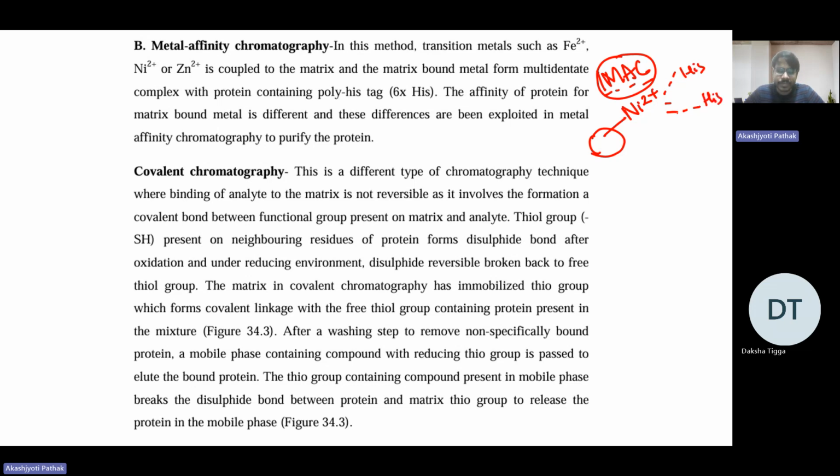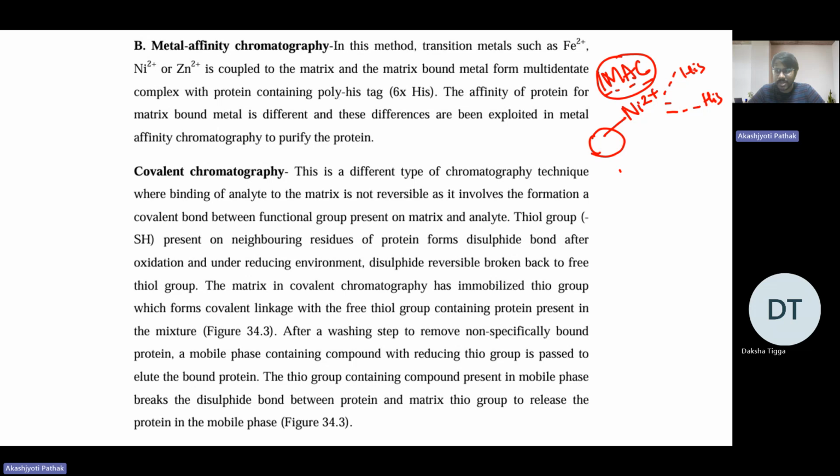We will also discuss this nickel affinity chromatography in the upcoming slide. It will form coordinate bonds with recombinant proteins which have a six-histidine tag fused to them. And then you can add imidazole. The histidine amino acid residue also has a chemical group which is similar to the structure of imidazole.